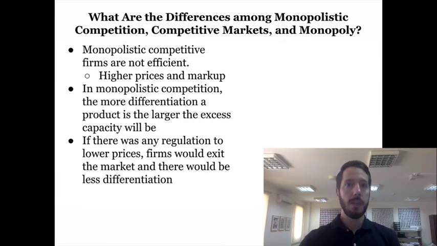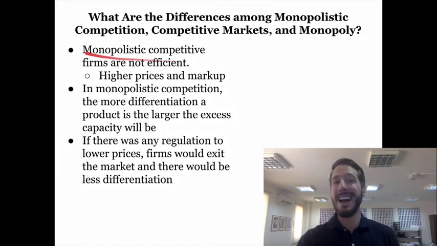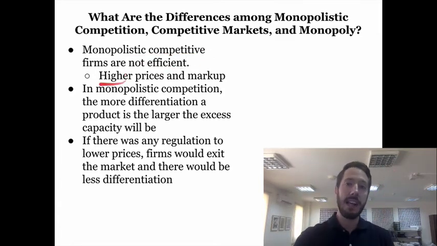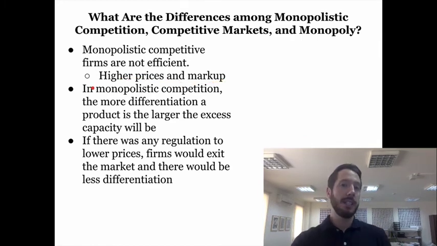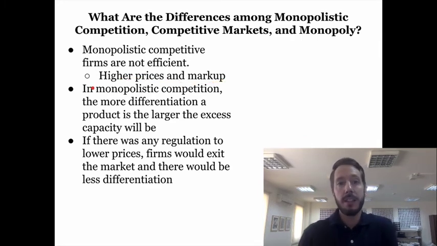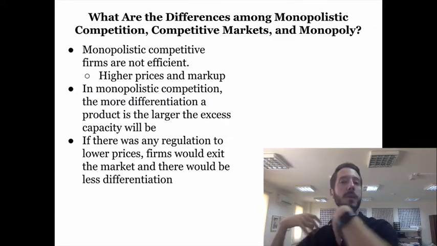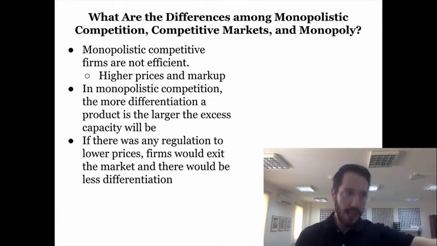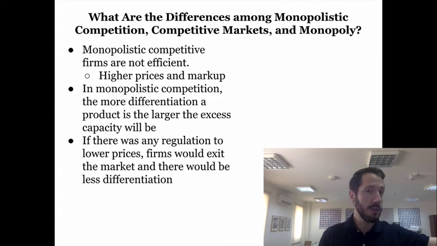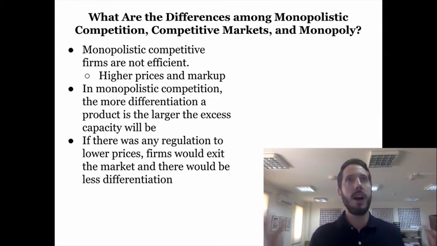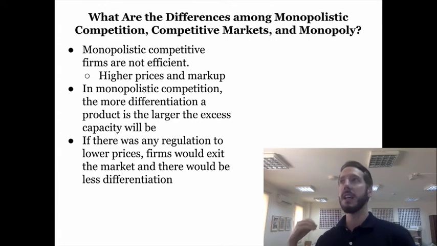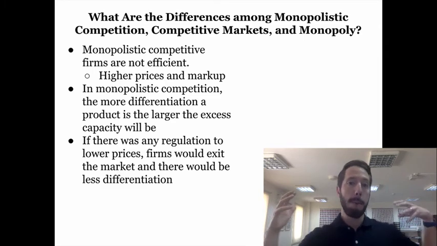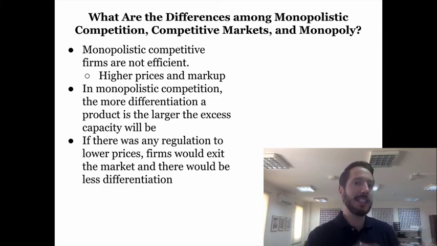So monopolistic competition firms are really not efficient because, again, you're not finding that perfect price between supply and demand. You're going to have slightly higher prices and markup. In monopolistic competition, there's more differentiation of the product, which is where your excess capacity will be. The more differentiated your product is, you're going to have larger excess capacity because you want to charge a higher price so that you can have a stronger demand. So for instance, a great example of a more differentiated product is if I'm selling special gourmet food, I can really charge a higher price for that, so my excess capacity will be slightly less, which will drive the price up.